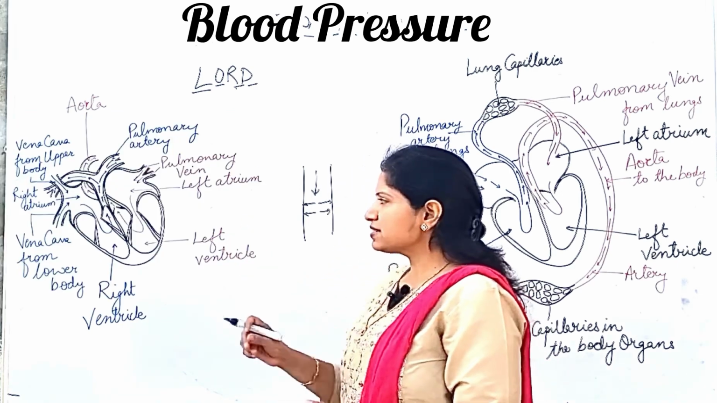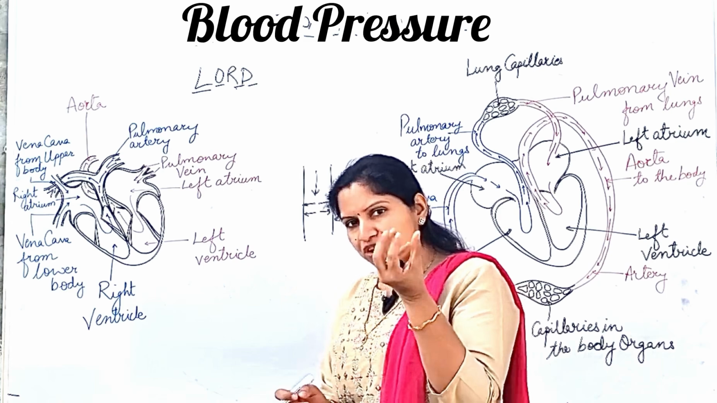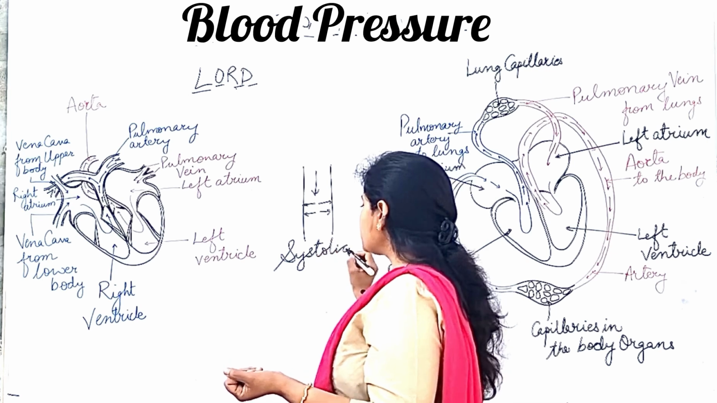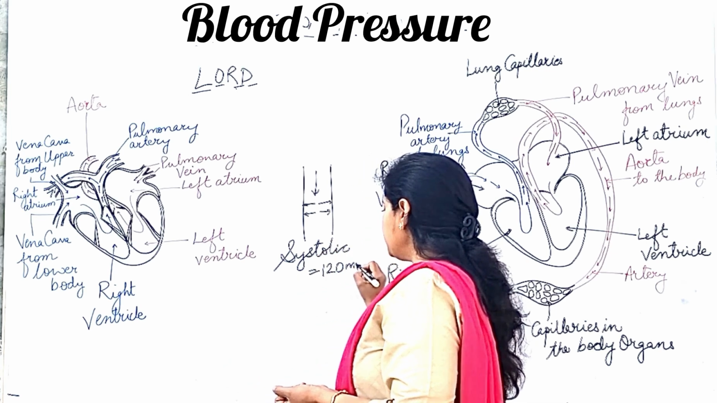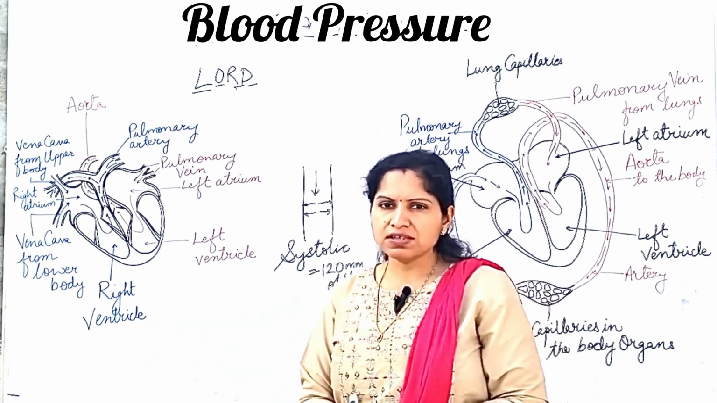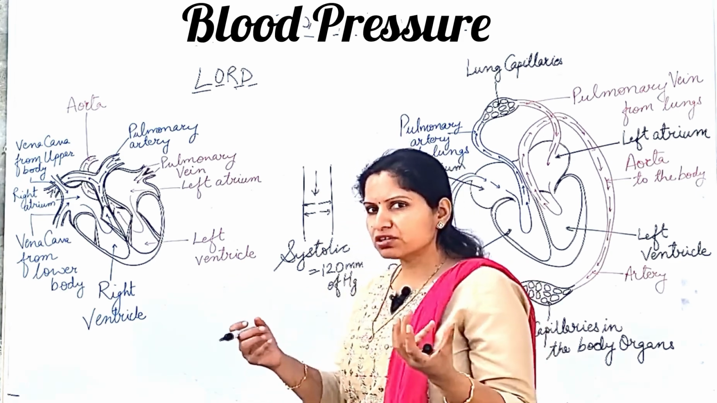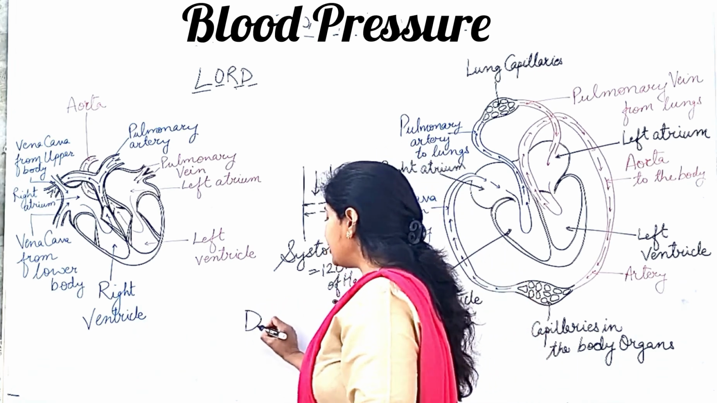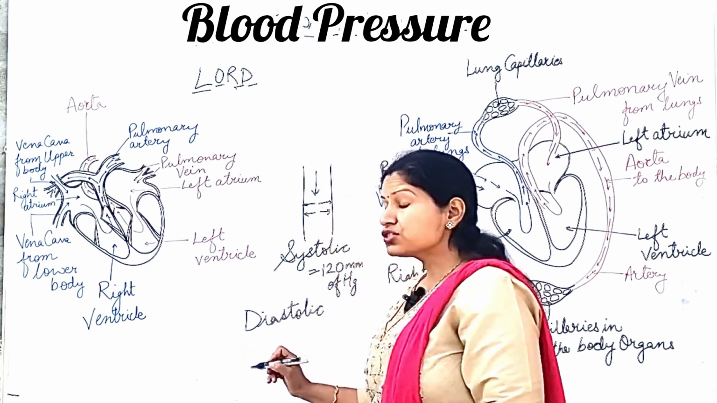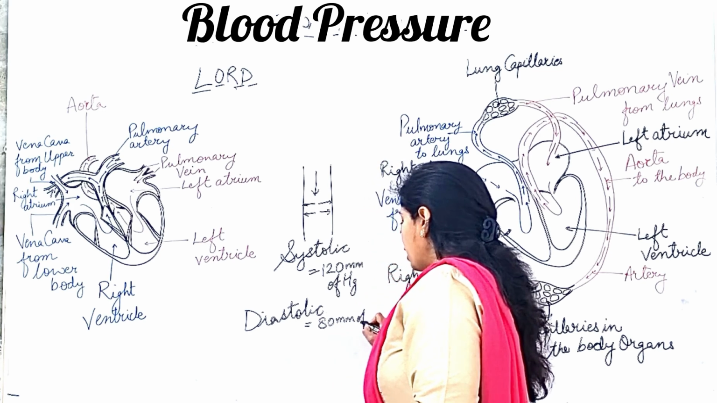When the ventricles are contracting, that contraction is known as systole, and the blood pressure at the time of ventricular contraction is known as systolic blood pressure, and normal systolic blood pressure is 120 millimeter of mercury. When the ventricles are relaxing, the blood pressure is lower, and that is known as diastolic blood pressure. Diastole means relaxation of ventricles. Normal diastolic blood pressure is 80 mm of mercury.